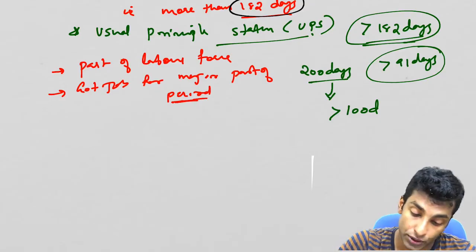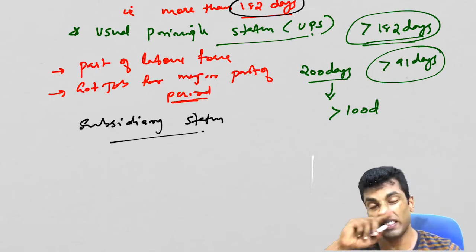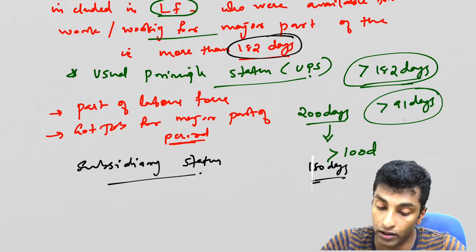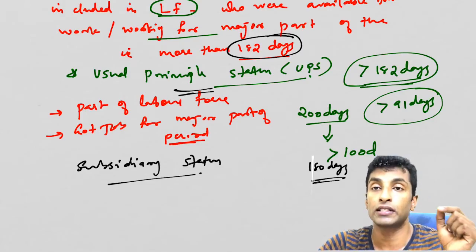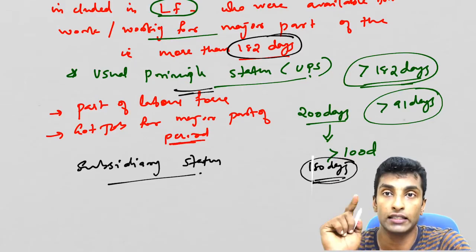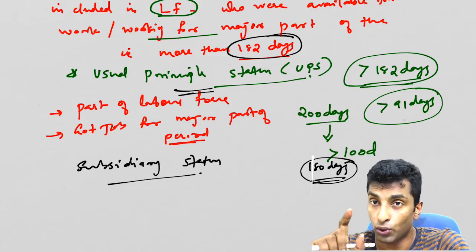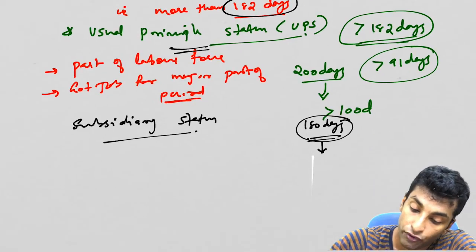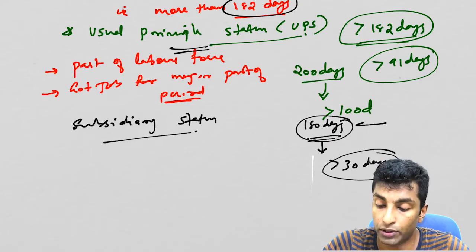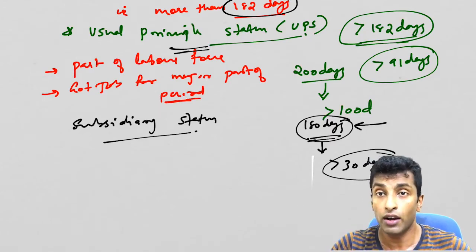Now let's look into the subsidiary status. So the second one is subsidiary status. Here you need to understand one thing. Let's suppose you are ready to work for 180 days. Then this method is not applicable, because in usual principal status, firstly you have to be part of the labor force. If you are working only for 180 days, you are not part of the labor force. The condition is that you should be available for 182 days. So you are not part of the labor force, just because you are not ready to satisfy this condition. You are available for work for 180 days only, or maybe 150 days only, or even 50 days only.